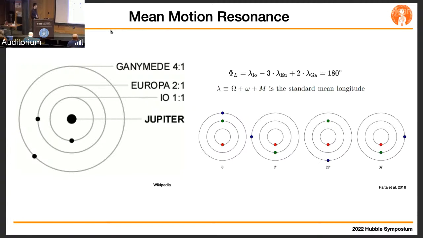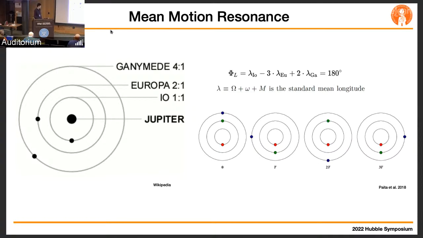So instead of going into the mathematical detail, let's examine the geometric significance of libration of the resonant angle. Let's take, for example, the case of the Galilean moons. Io, Europa, and Ganymede are in a mean motion resonance of 1 to 2 to 4, and their resonant angle is given by this equation here. Observations a few decades ago already showed us this resonant angle librates around 180 degrees with a very small amplitude of less than 1 degree.